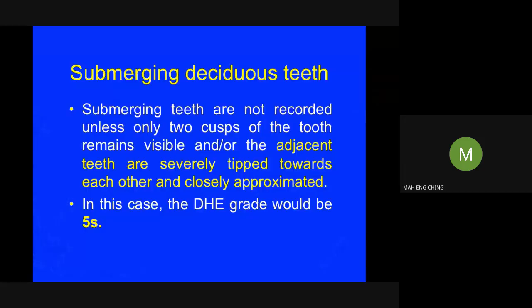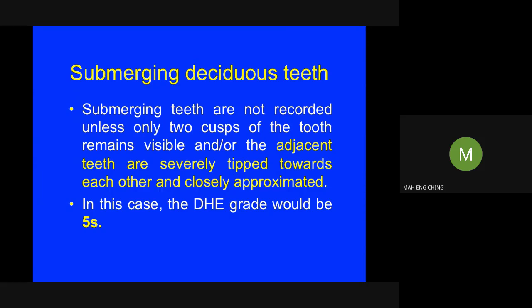So submerged deciduous teeth are not recorded unless only 2 cusps of the tooth remain visible. So they must be submerged to a certain extent before you can score something for the 5S. So for this definition, the tooth must be submerged. Then let's say we take the deciduous molar as a sample. So we have 5 cusps. So it may submerge deep enough until they have only 2 cusps visible.